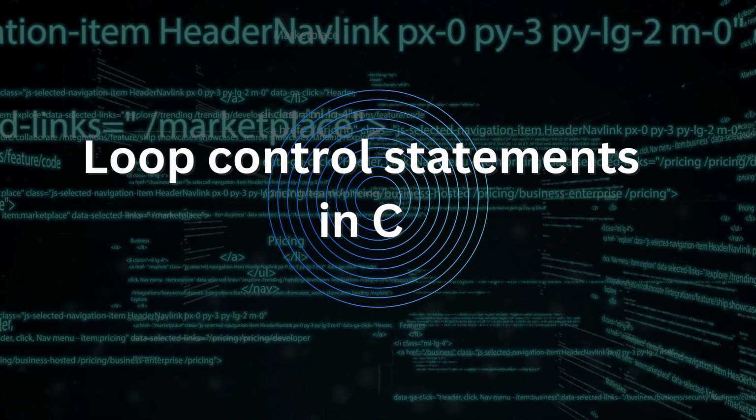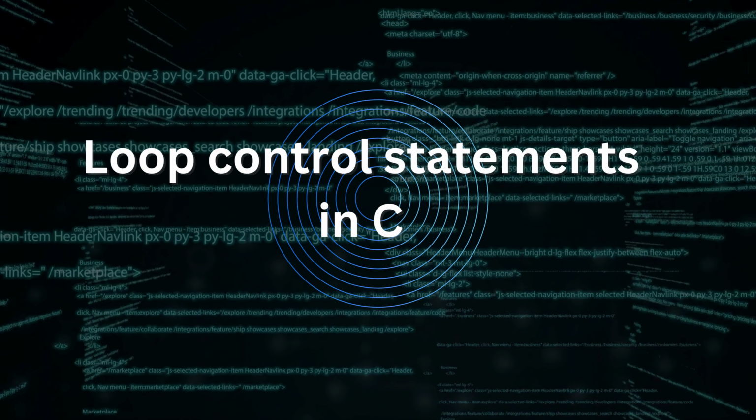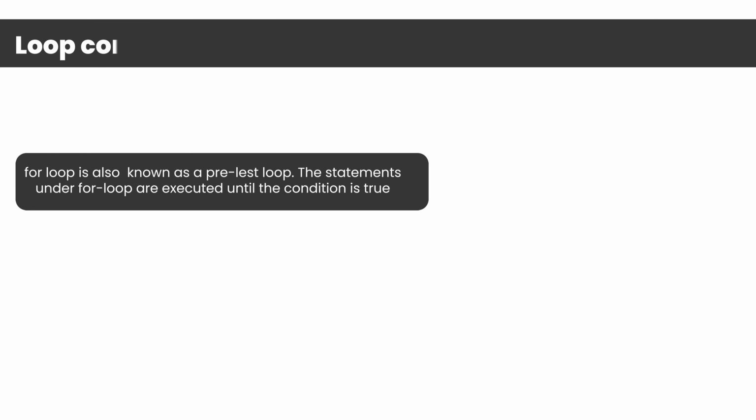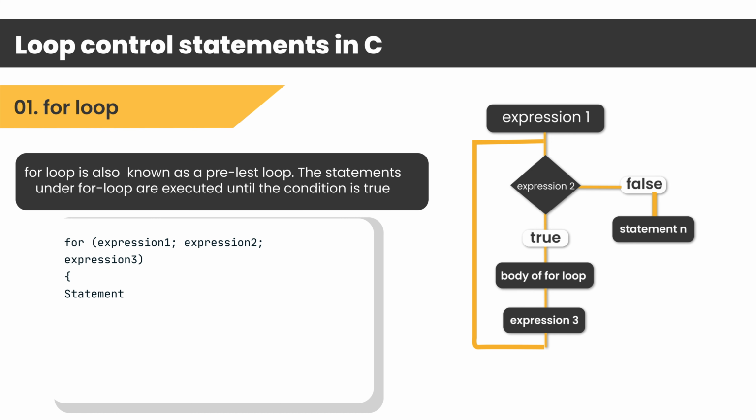Next, we have loop control statements in C. In loop control statements we have for loop, while loop and do while loop. Let us go through them in detail. For loop is also known as a pretest loop. From the following syntax, expression 1 is an initialization, expression 2 is the conditional expression, and expression 3 is an updation. The variables can be initialized in the for loop statement itself.